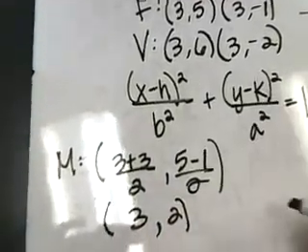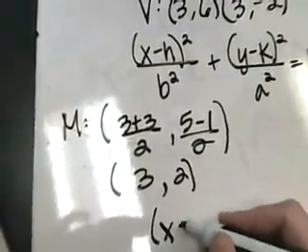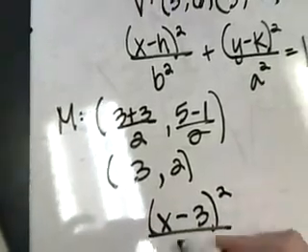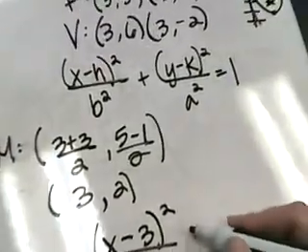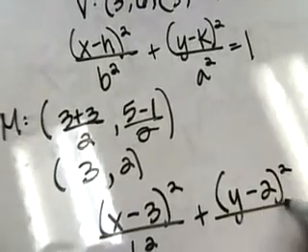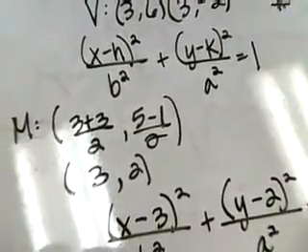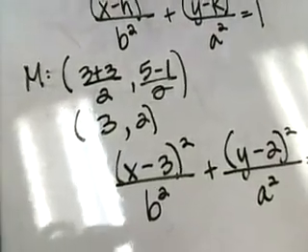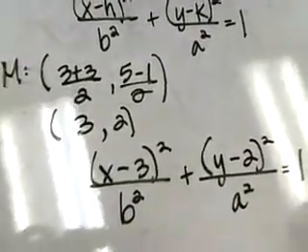So let's sub that in. We have x minus 3, quantity squared over b squared, plus y minus 2, squared over a squared equals 1. Okay, so I've got that step done.